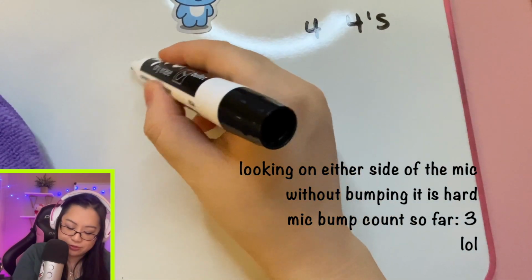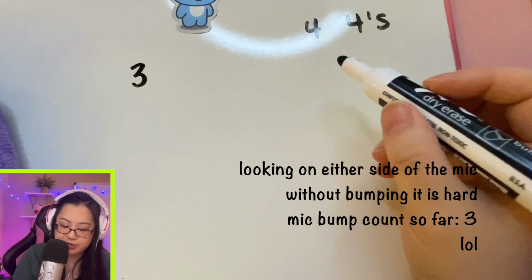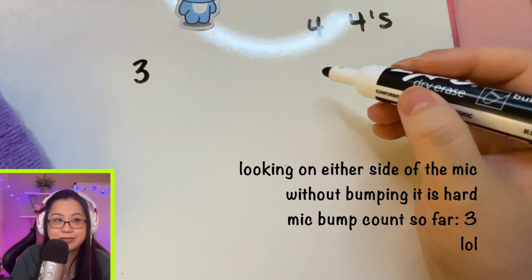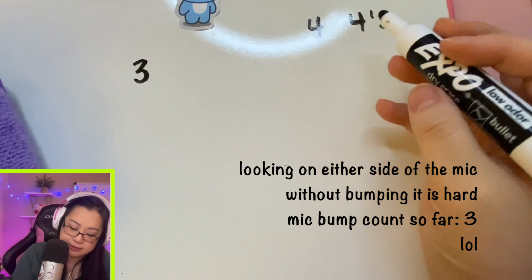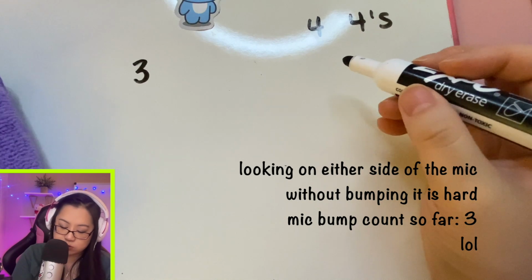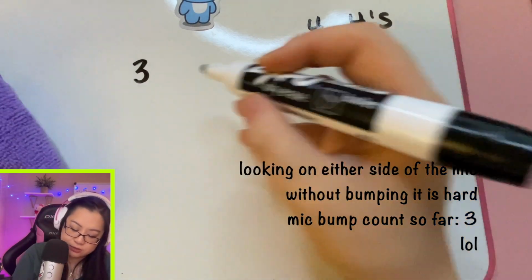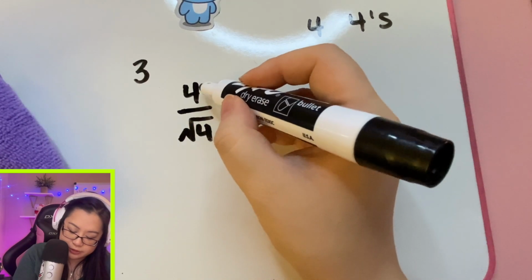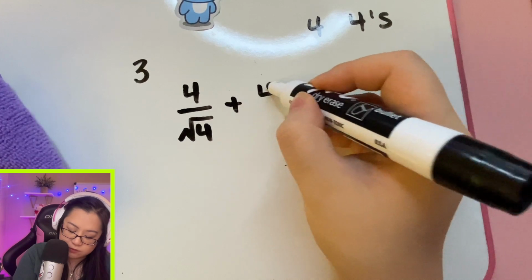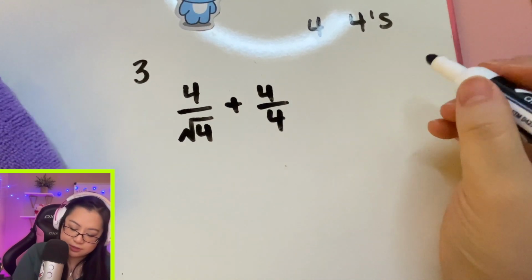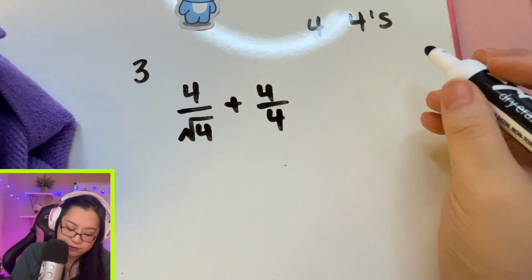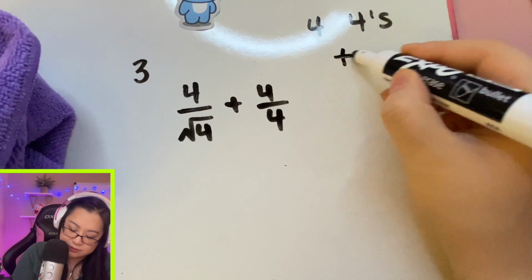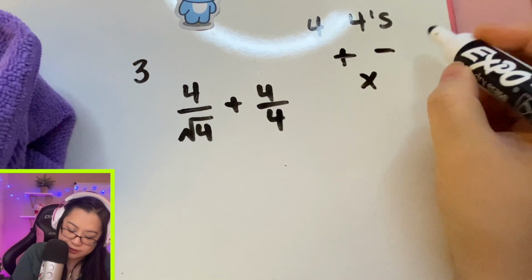Alright, so 3. Let's see, what do we want for 3? We have 4 over 4, which is 1, so we need 2. How about 4 over root 4, which is 2, plus 4 over 4? How's that? I kind of don't want to use square roots right away. I wanted to just do plus, minus, times, divide if I could help it.